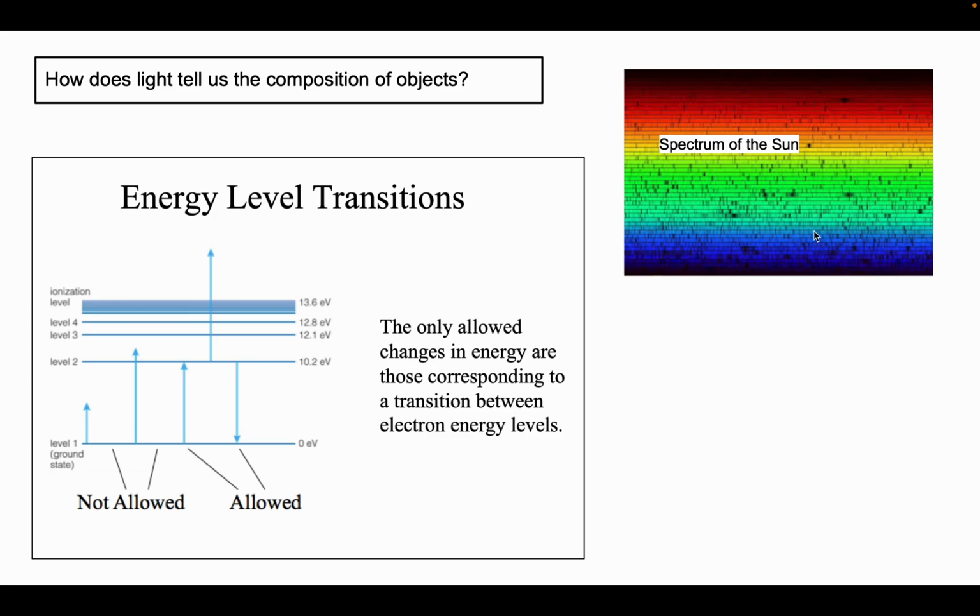Here is a spectrum of the sun. You can see here some absorption within the continuous spectrum. There are absorption lines in the sun's spectrum. So these absorption lines tell us about the composition of the sun's photosphere, or the elements that are present within the sun.